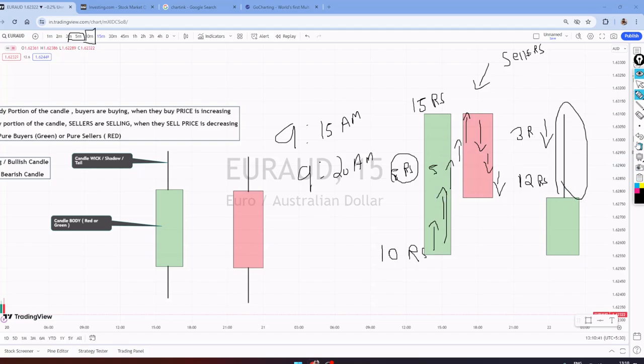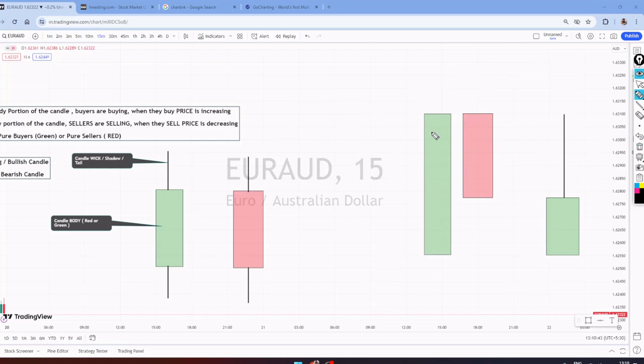Exactly this portion. Let me delete this. Exactly this two candles combined together, these portions of the two candles combined together, a wick is created. So a wick is created based on buyers and sellers. Kind of equal. Both guys are kind of equal here.